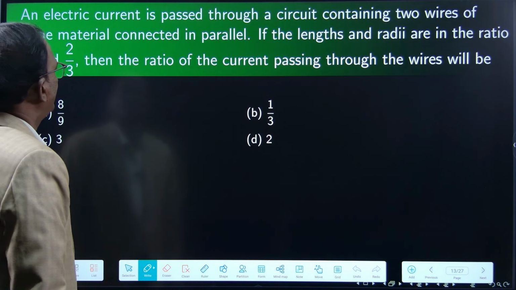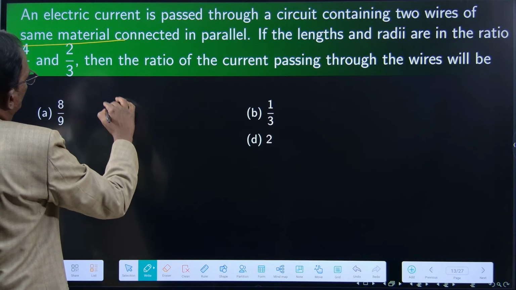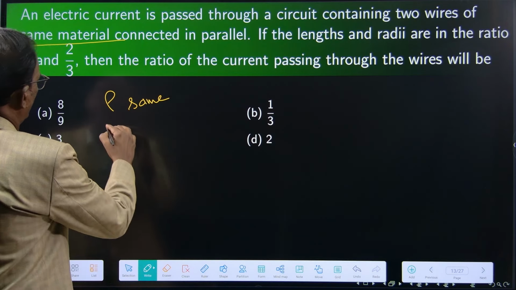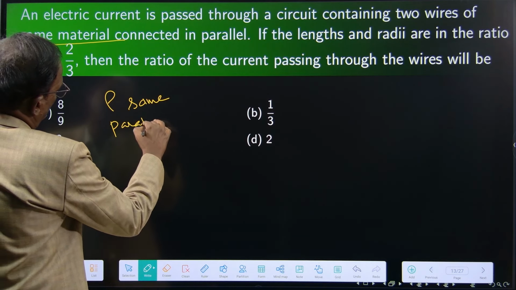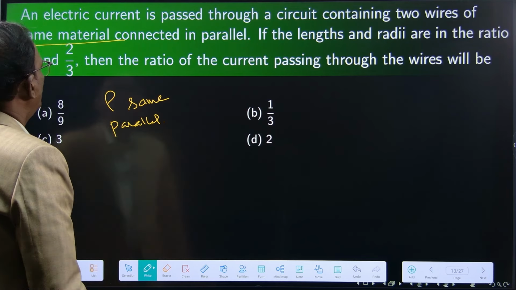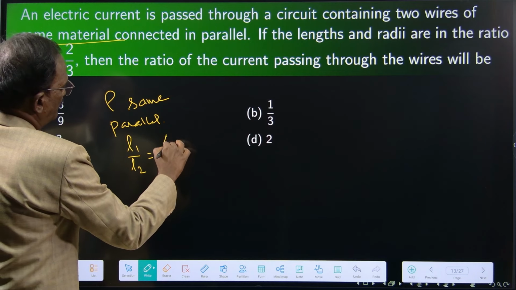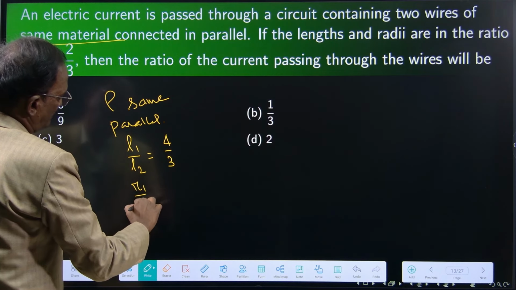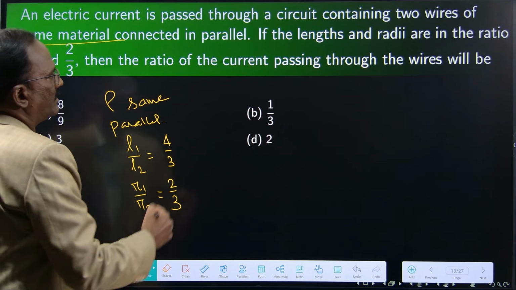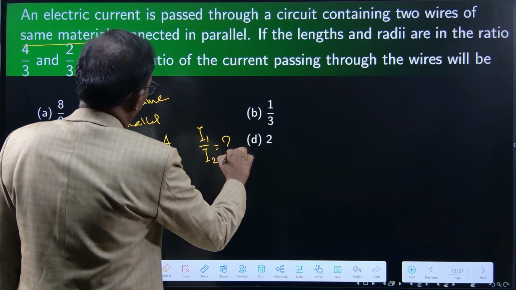Next question. An electric current is passed through a circuit containing two wires of same material, rho same, resistivity, connected in parallel. If the lengths and radii are in the ratio, that means L1 by L2 is equal to 4 by 3, R1 by R2 radii is equal to 2 by 3, then the ratio of current passing through the wires will be what? I1 by I2 is equal to what?